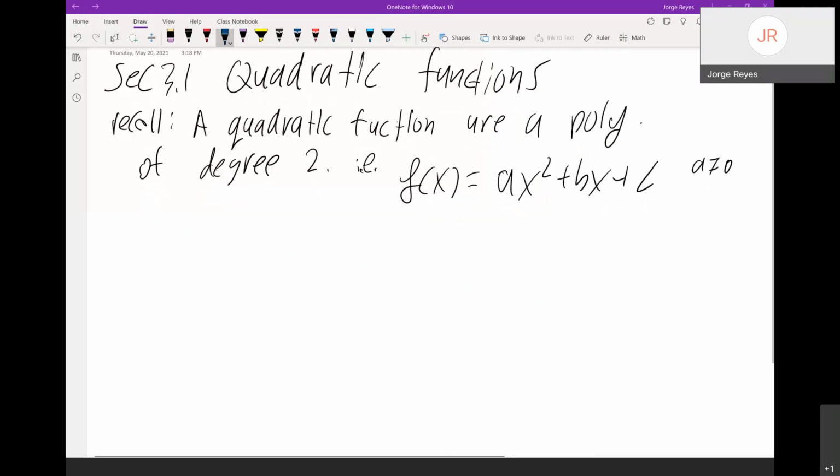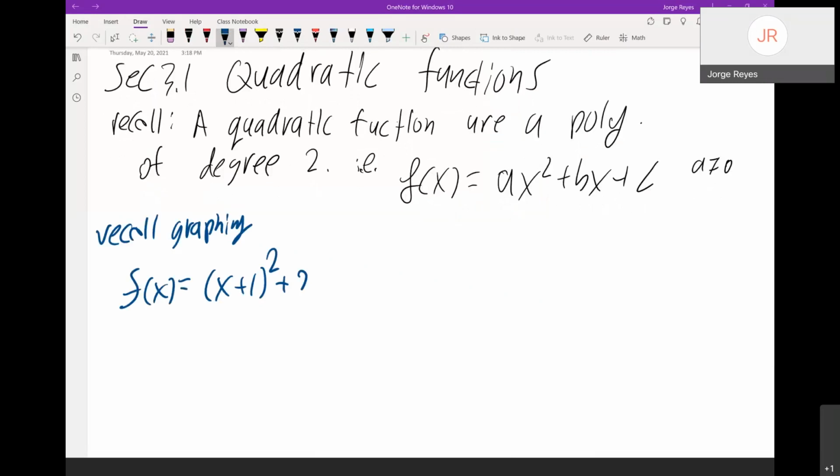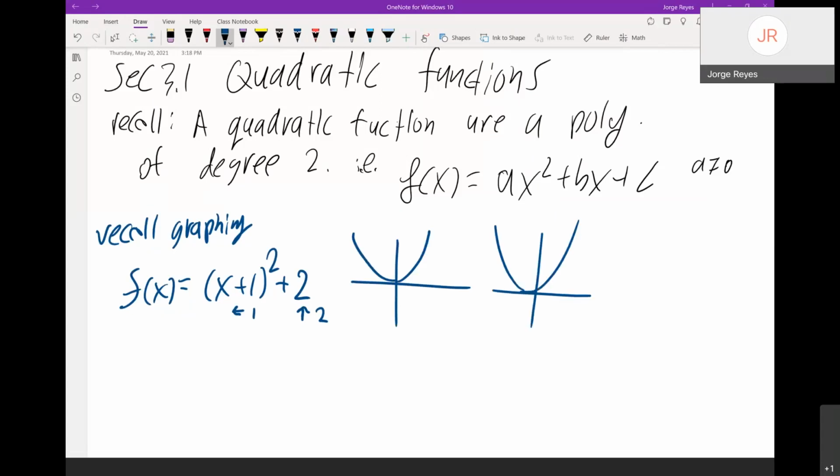So I also want you to recall the transformation section. So we know how to graph these things, sort of, right? So if I gave you a function like this, (x plus 1) squared plus 2, right? We know that this means go left 1 and up 2, right? So we can graph this because we're like, here's the original. We go over 1, and then we go up 2. Okay?